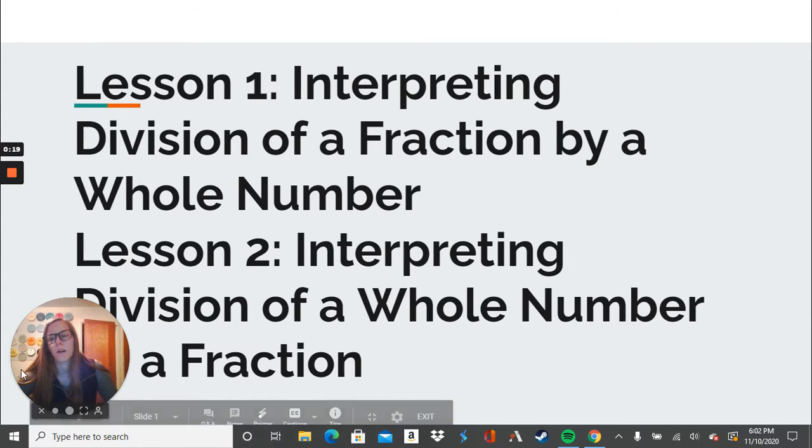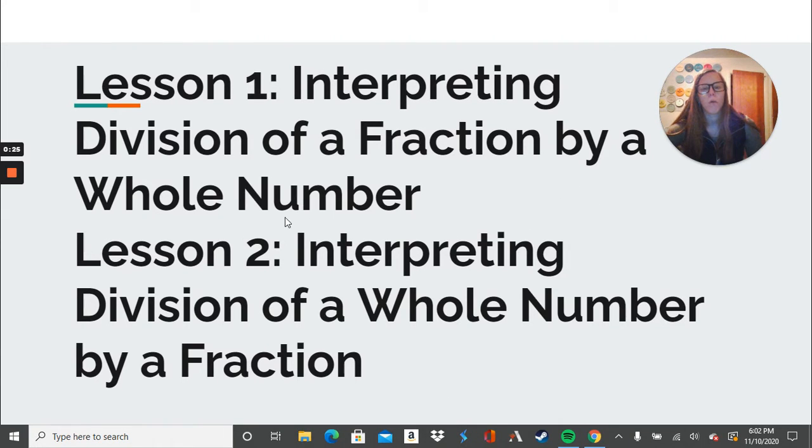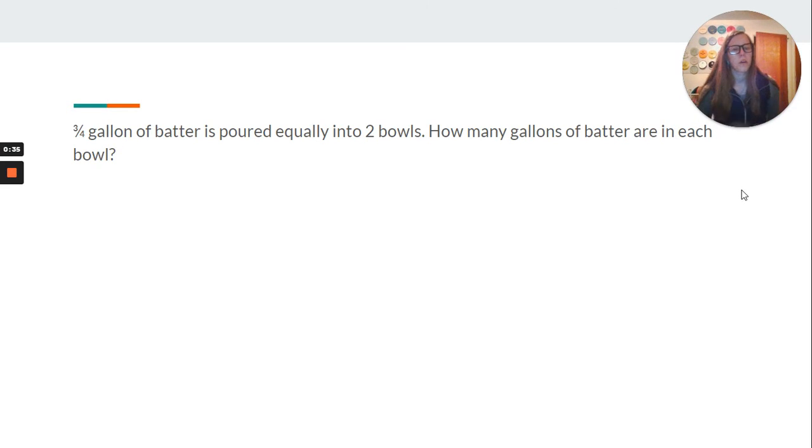So the first two lessons we're combining. Lesson 1 is interpreting division of a fraction by a whole number, and lesson 2 is the reverse of that, interpreting division of a whole number by a fraction. Okay? So we worked a lot with percents and rates last unit, and now we're looking at more fractions and the combination of that with whole numbers.